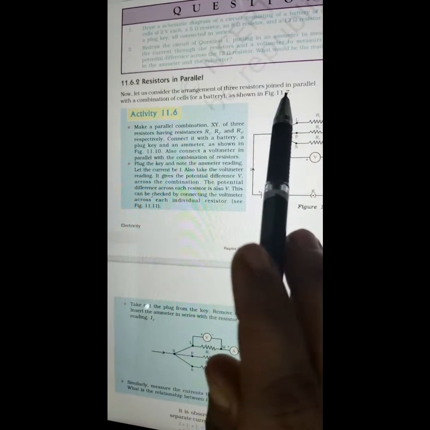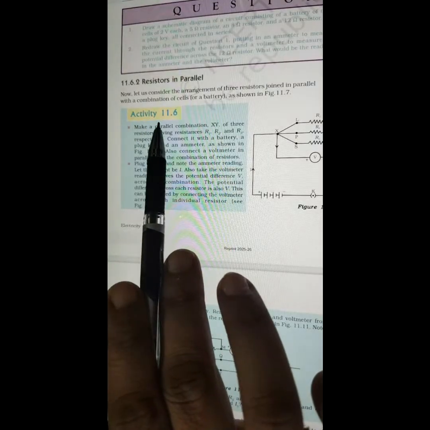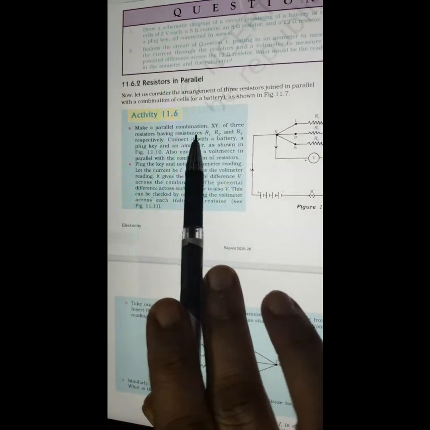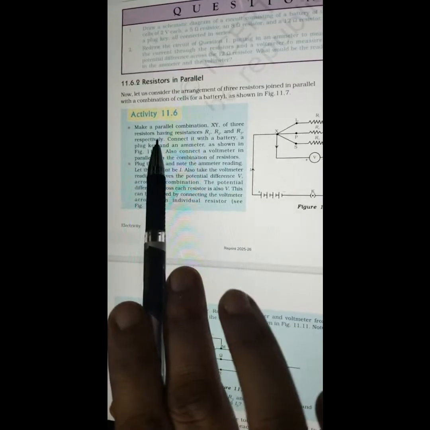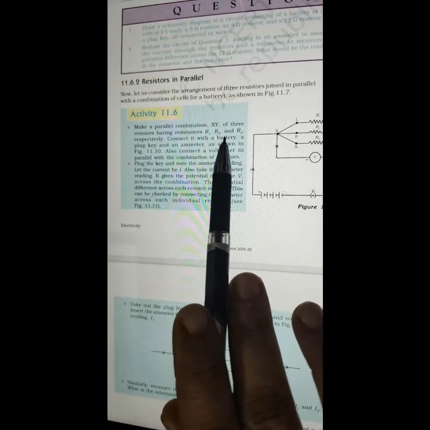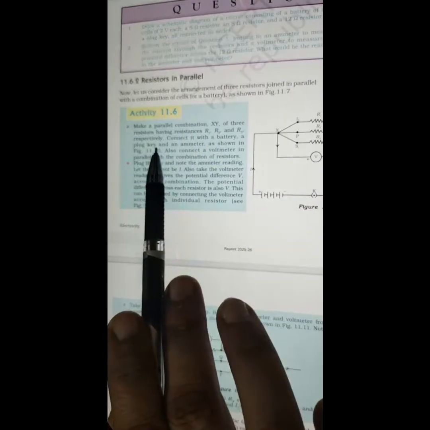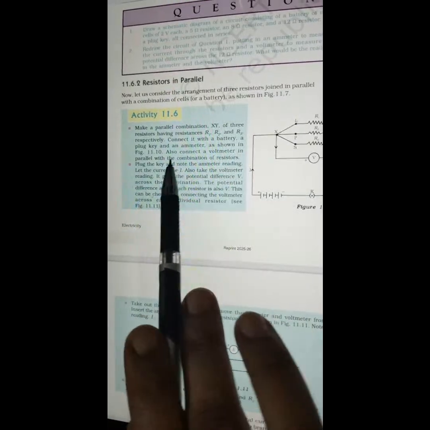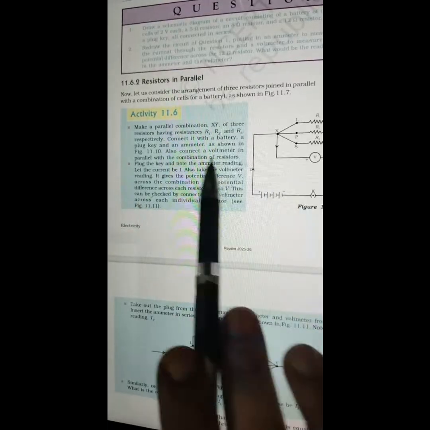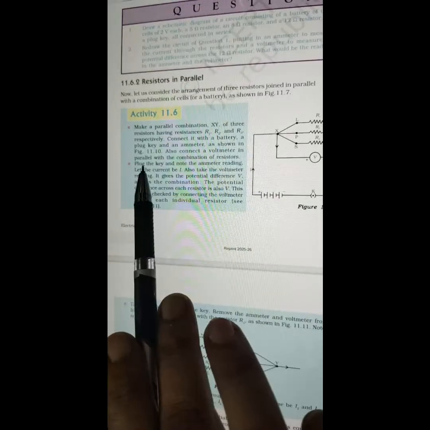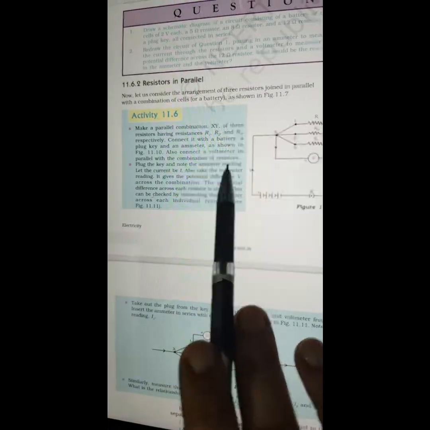Now let us consider the arrangement of three resistors joined in parallel with the combination of cells or a battery, as shown in figure 11.7, the earlier one. Activity 11.6: make a parallel combination XY of three resistors having resistances R1, R2, R3 respectively, connected with a battery, a plug key, and an ammeter as shown in figure 11.10.